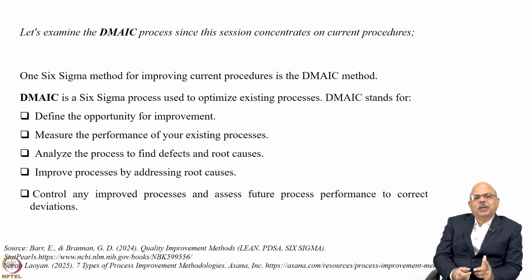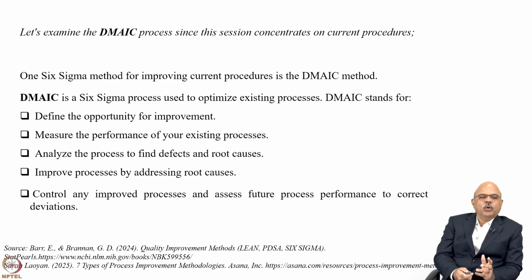Let's examine the very familiar DMAIC, which is at the center of concentration on current procedures. A lot of healthcare institutions, particularly those more emphasized towards quality improvement, are using DMAIC, a Six Sigma method for improving current procedures. Current procedures also demand quality improvement. Yes, it is required. So DMAIC is a Six Sigma process used to optimize existing processes.